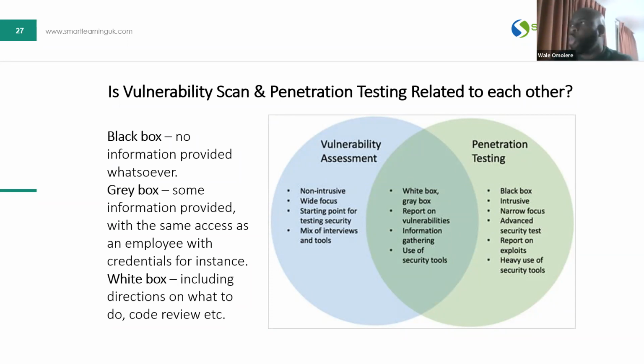All right. So these are examples of three types of testing methodology around penetration testing. The point I'm trying to make there is when you're carrying out vulnerability assessment, it can be white box, all right? It can also be gray box as well. But vulnerability testing or vulnerability scanning can never be black box. Does that make sense? All right, give me a thumbs up if that explanation makes sense to you.